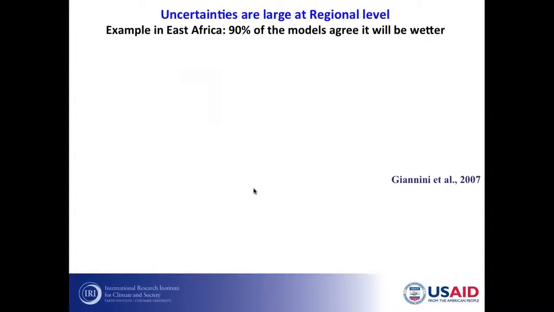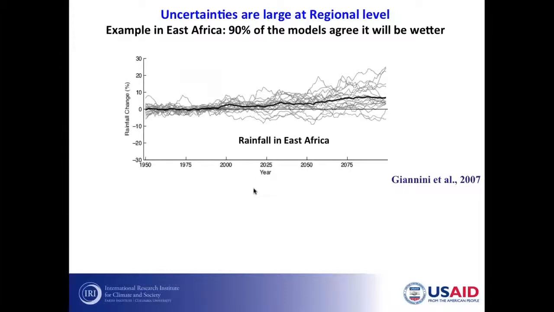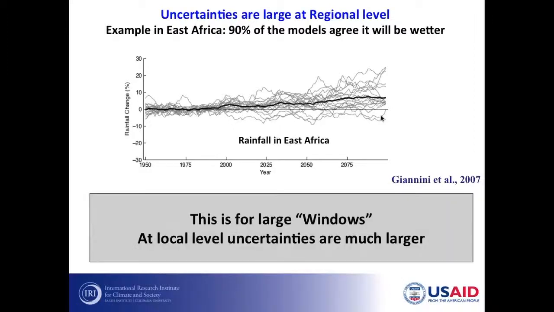The uncertainties of future climate projections are large at global level, but they're even larger at regional level, for example, for precipitation. If we take as an example East Africa, 90% of the models agree that the climate will be wetter, but when you look at the individual runs of the models, there is a huge spread. Actually, some of the models are suggesting that climate may be drier. And this is for large windows, like the entire East Africa region. But practitioners typically need information at the local level. And at the local level, uncertainties are much, much larger.